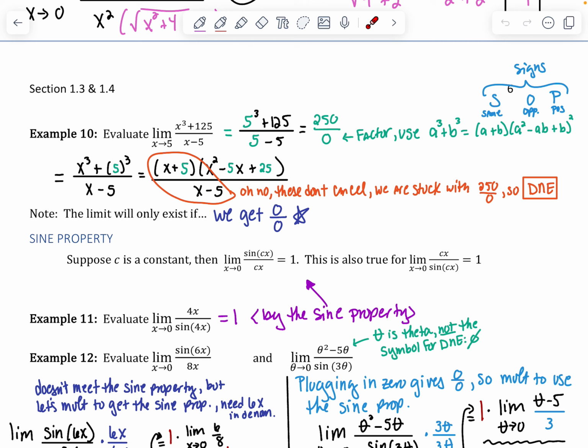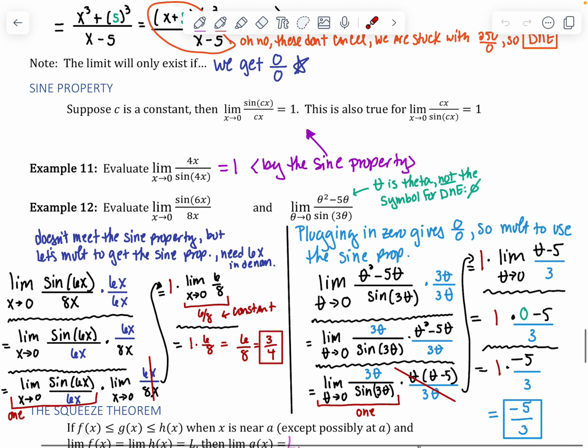But what happens is when I go to cancel, I don't actually get anything that can cancel, and there's no further simplification that I can do. I'm stuck with a denominator of 0, so the limit does not exist. DNE, to abbreviate, does not exist. The secret to help you out is that factoring, rationalizing, whatever it is, is only going to help you when direct substitution gives you 0 divided by 0, indeterminate. But if you have a number over 0, that is not going to help you.